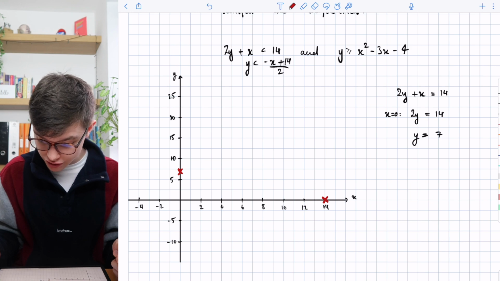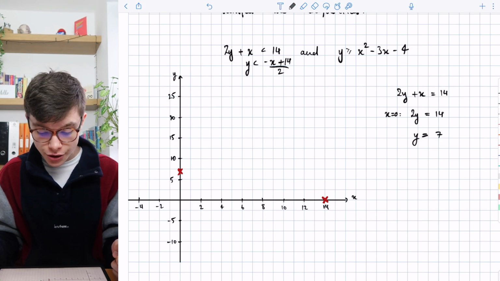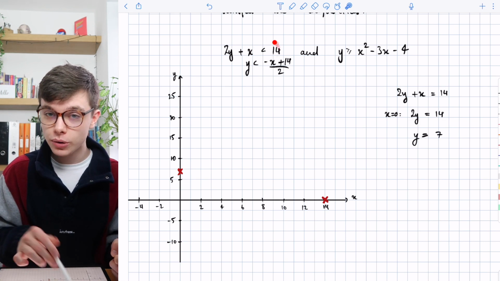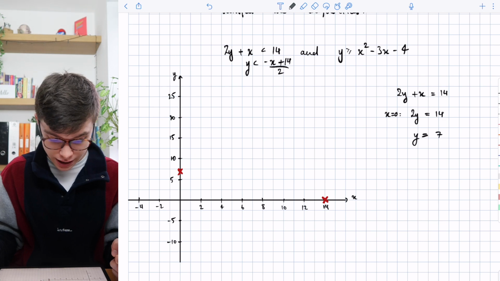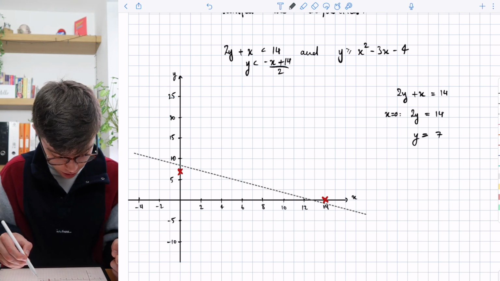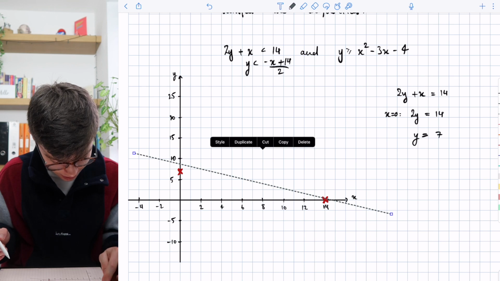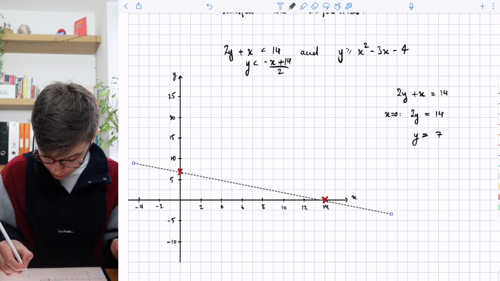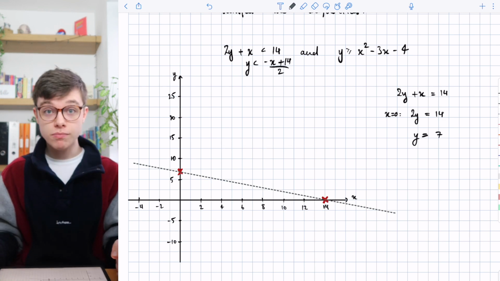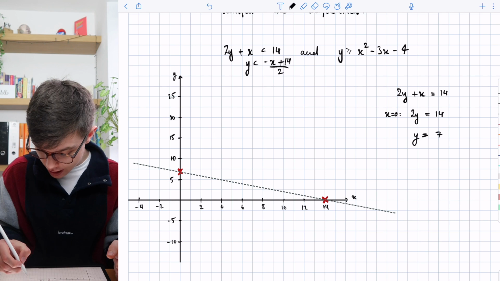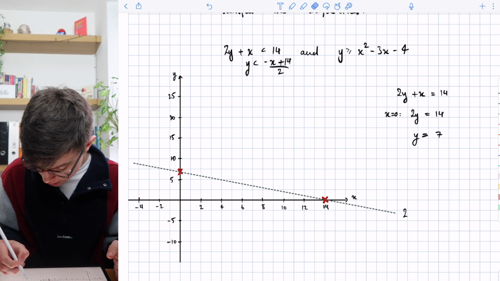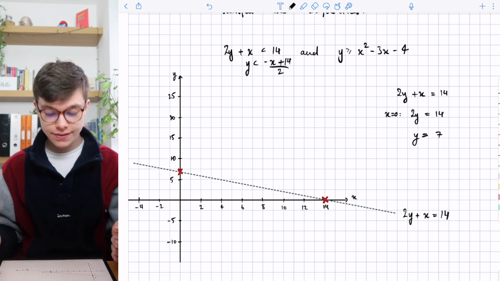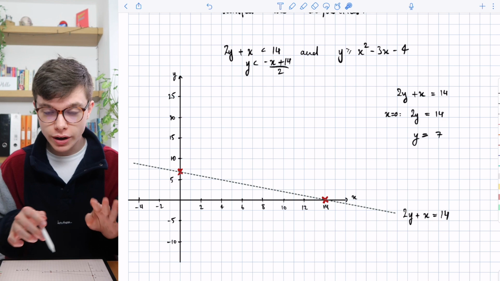Now I'm going to do this thinking about whether I need a dashed line or not. And I do need a dashed line here because we've got no equals on our inequality. So we'll do it in a grey dashed line. Connecting those 2 points together will look something like that. Make it more accurate if you've got graph paper. And that is the line 2y plus x is equal to 14. We've used a dashed line there because our inequality is not an equals.